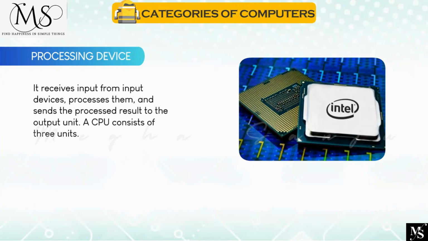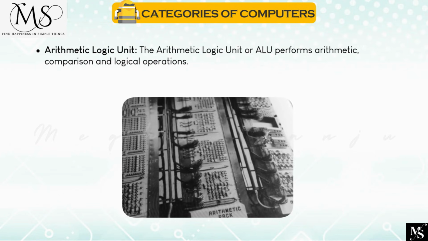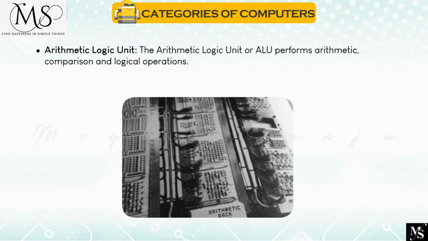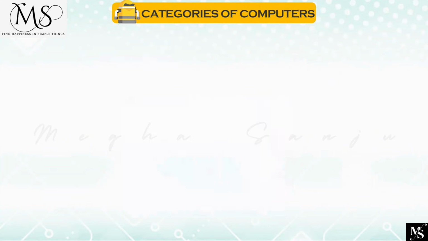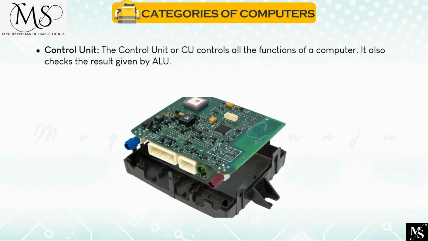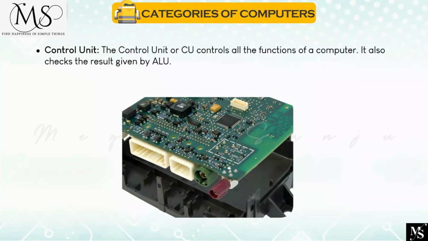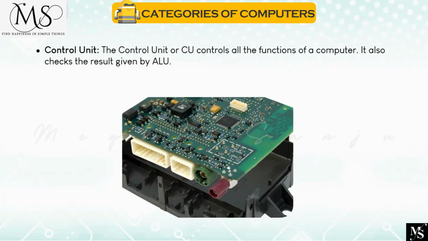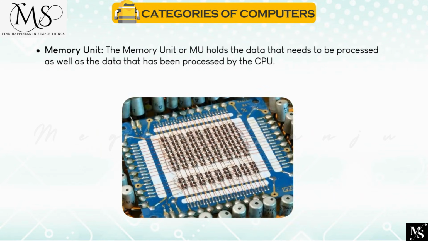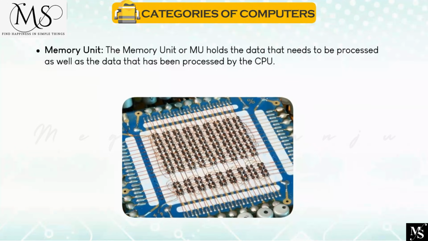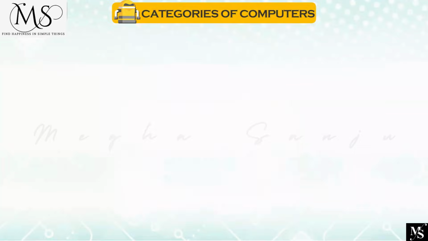A CPU consists of 3 units. Arithmetic logic unit. The arithmetic logic unit or ALU performs arithmetic, comparison, and logical operations. Control unit. The control unit or CU controls all the functions of a computer. It also checks the result given by ALU. Memory unit. The memory unit or MU holds the data that needs to be processed as well as the data that has been processed by the CPU.